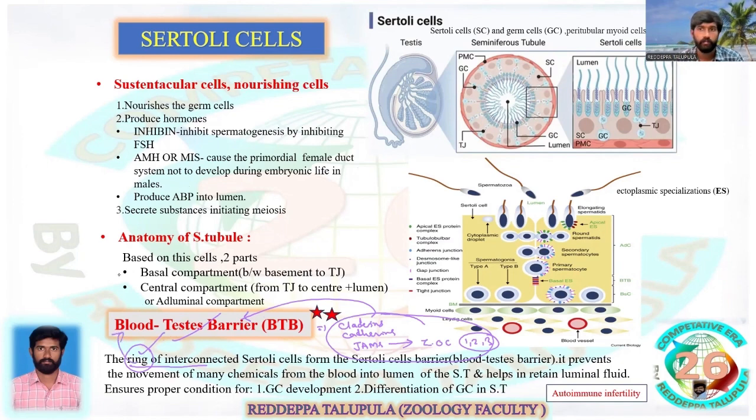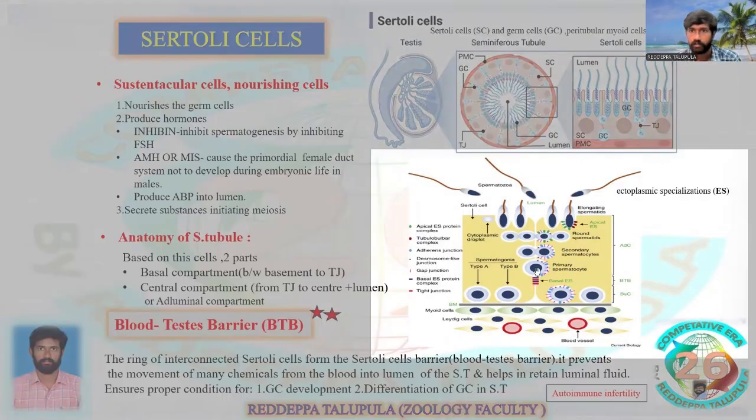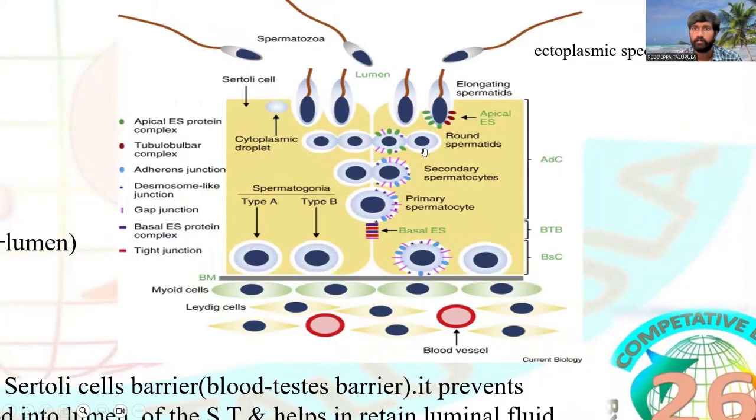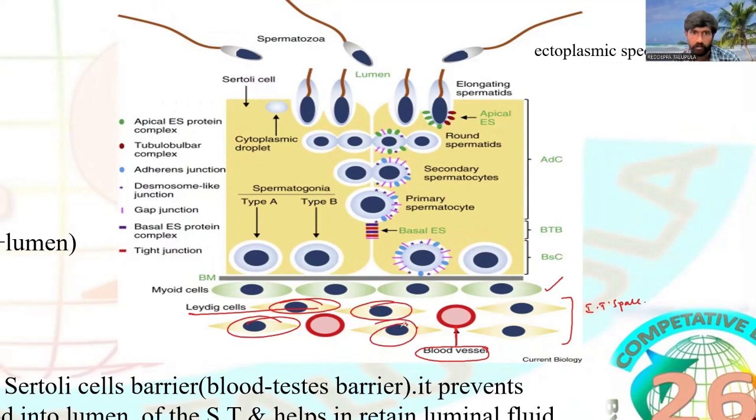Next, see here, you can see that. It is the myoid cells. It is the intertubular space. It is the blood vessel, and these are the Leydig cells. These are the Leydig cells. It is the myoid cells from where the structure of the seminiferous tubule starts. Structure of the seminiferous tubule. See, it is the BTB, that means blood testis barrier.